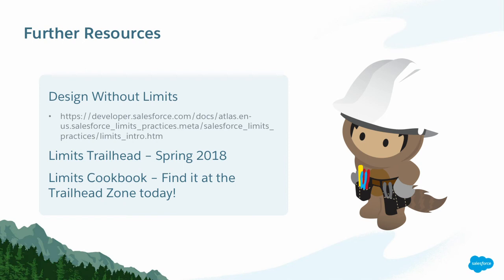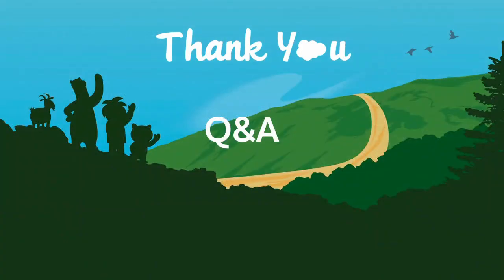And then lastly, here at Dreamforce today, we have a limits cookbook that you will be able to find over at the Trailhead Zone. This is going to be a nice little simplified cookbook that will explain limits to you and show you ways in which you can work within those limits and hopefully not impact your own business. At this point, I'd like to hand over to Q&A.